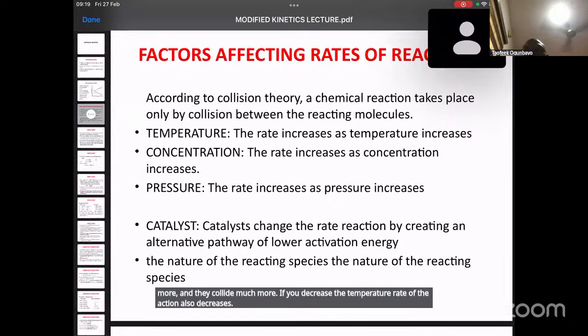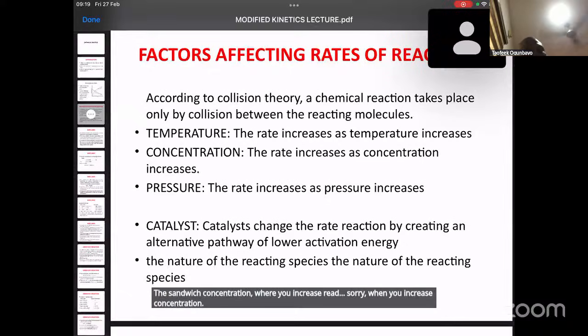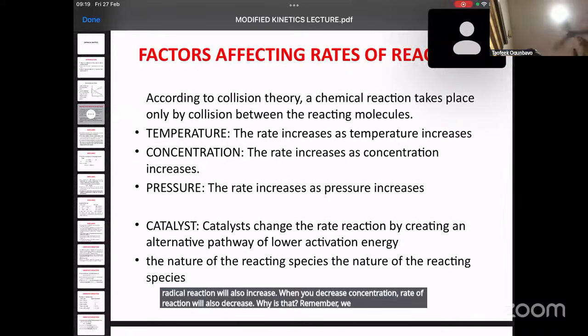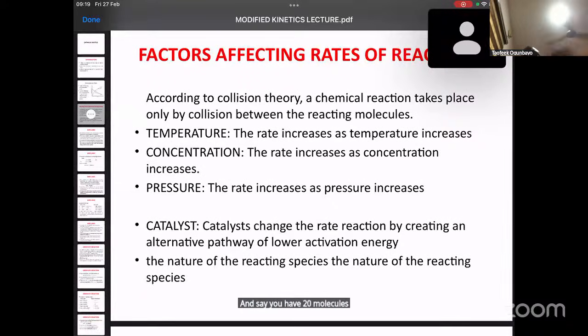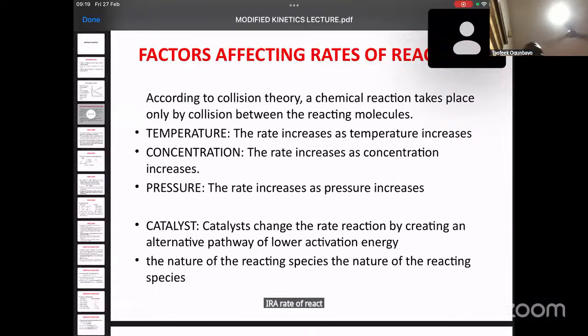The same with concentration. When you increase concentration, the rate of reaction will also increase. When you decrease concentration, the rate of reaction will also decrease. Why is that? Remember, we're talking about collision. If you have a volume of solvent, and say you have 20 molecules there, you will expect those 20 molecules to collide. But in the same volume, if you have 40 molecules, they are going to collide much more. And that means when they collide much more, you have higher collision, then you are going to have higher rates of reaction.